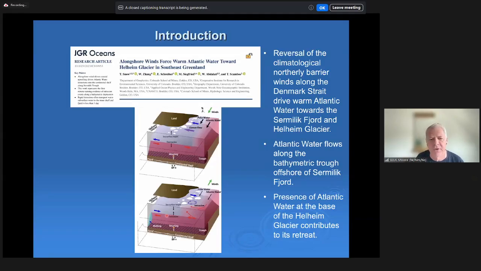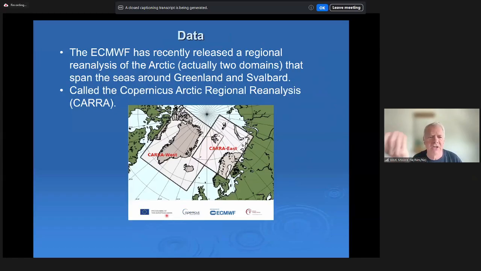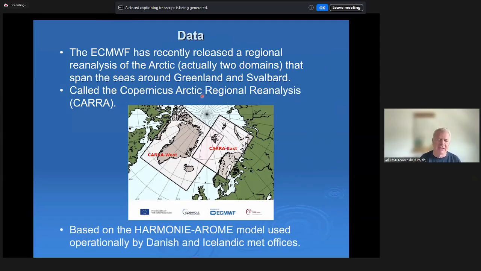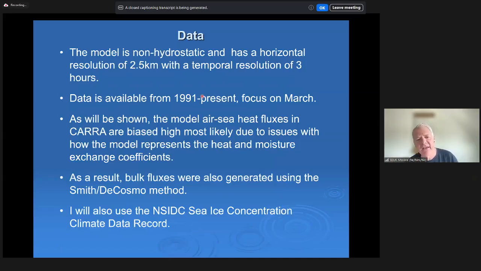onto the fjord. So what I want to do here is use this new regional reanalysis of the Arctic. There are two domains, one around Greenland and one around Svalbard in the Barents Sea. It's called CARA, the Copernicus Arctic Regional Reanalysis, and it's based on an NWP product called HARMONIE, which is used operationally by the Danish and the Icelandic Met offices. The model is non-hydrostatic and has a horizontal resolution of 2.5 kilometers and a temporal resolution of 3 hours. We have data from 1991 to the present, and I'm going to focus on March, because March is the month when the sea ice tends to be at its maximum.